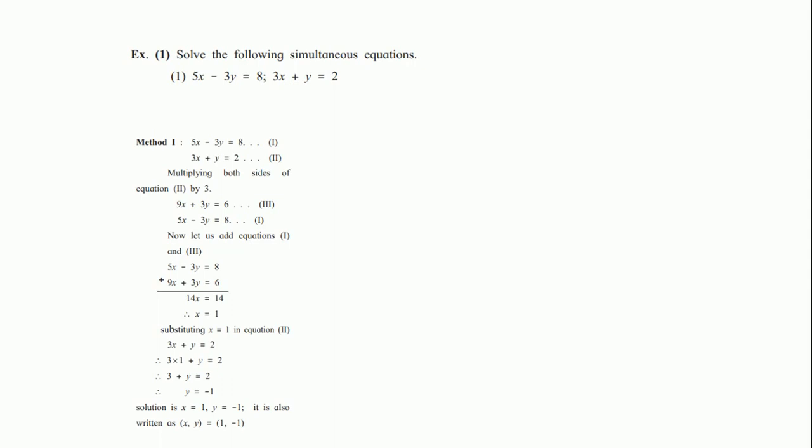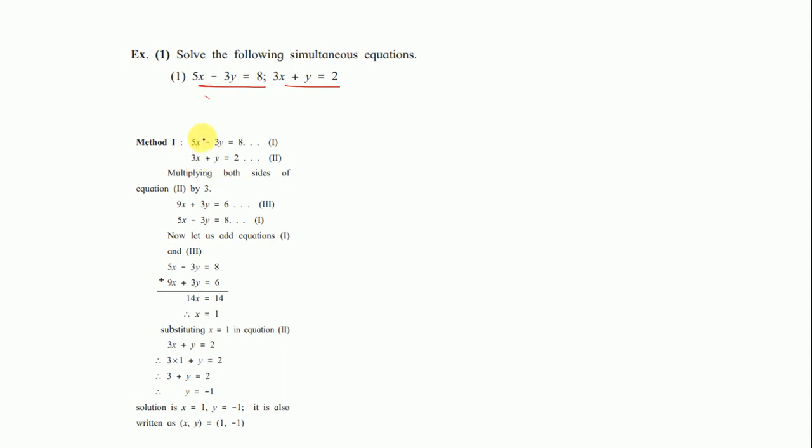So let's take one example. The first equation is given as 5x minus 3y is equal to 8. This is the first equation, and 3x plus y is equal to 2. This is the second equation. So we have to solve this simultaneous equation. There are certain methods to solve this. Just follow the procedure which is given.